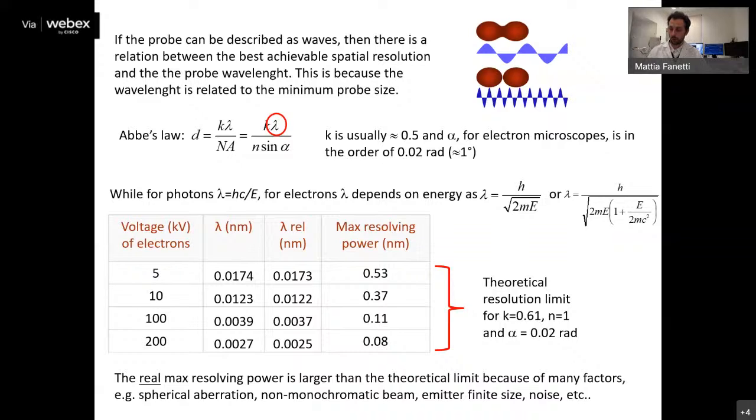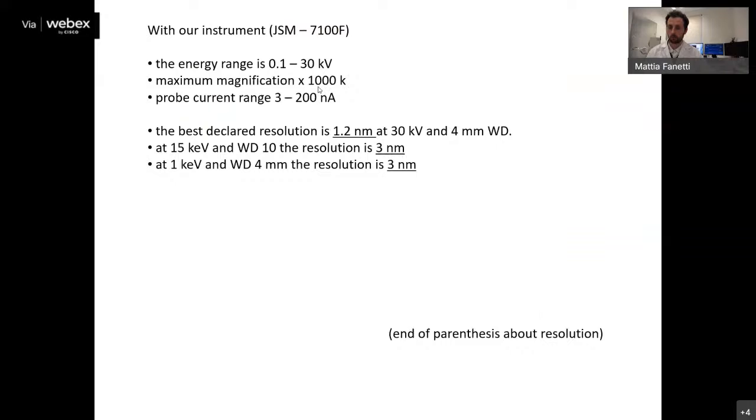The beam can be non-monochromatic. The emitter is not a single point. So there are several factors which influence the resolving power, and actually the real resolving power in our microscope is, let's say, at 30 kilovolt, which is the highest possible energy in our microscope, 1.2 nanometer, and at 15 kilovolt, which is the typical energy that we use, about 3 nanometer.